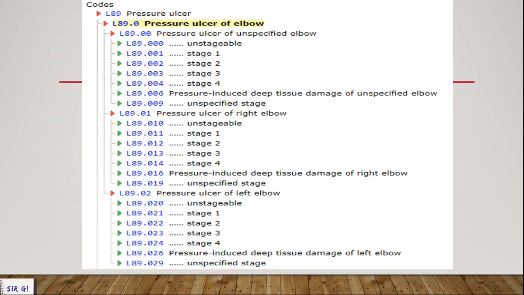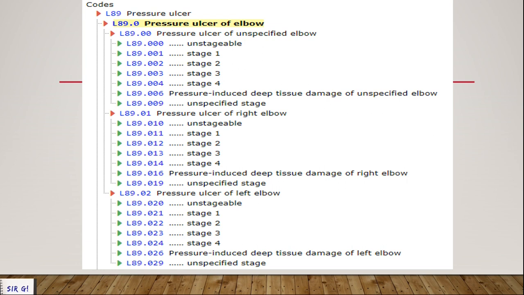So, as much as possible, we need to be very specific. Okay? Here's the example. When you go to L89.0, pressure ulcer of the elbow, you also have pressure ulcer of the right elbow, pressure ulcer of the left elbow, and when you go down, you have pressure ulcer of the back. Now, as you can see, the pressure ulcer of the right elbow is divided based on the stage. The last digit means 0 is unstageable. The last digits will tell you if it is stage 1, 2, 3, or 4. And we have unspecified stage, which is your 9. Okay, as you can see the differences there.